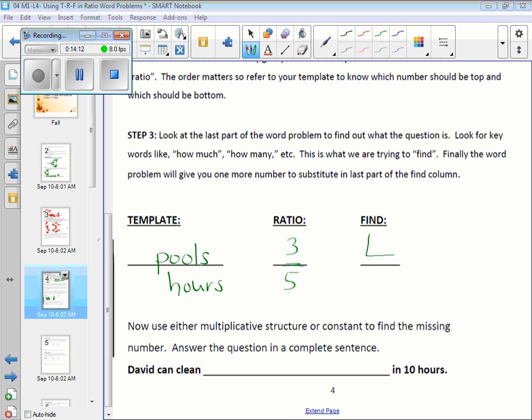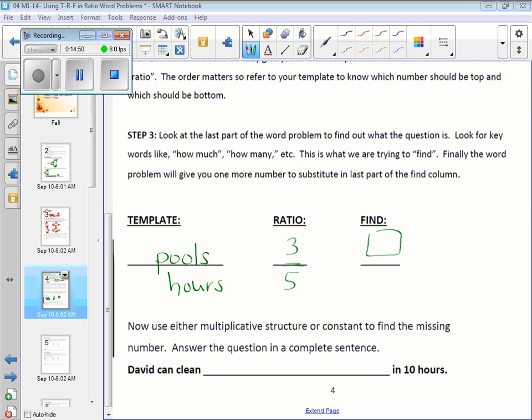Make a box for pools. Notice, my box is at the top for what reason? Okay, but why do I put pools at the top and not at the bottom? Why is my empty value or my box at the top and not the bottom? Because in our given rate, on the top is the pools. Yes, that's the reason why we make a template. Everything having to do with pools has to go on the top, and everything having to do with hours must go on the bottom.